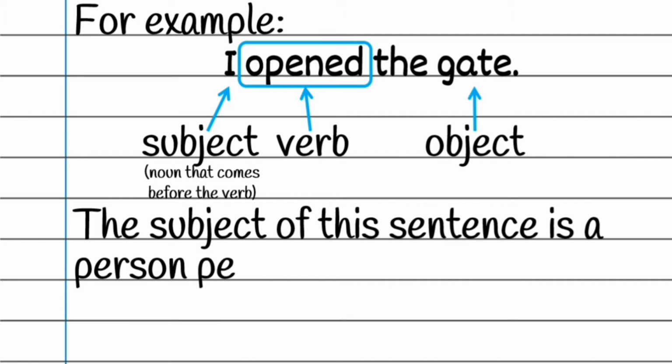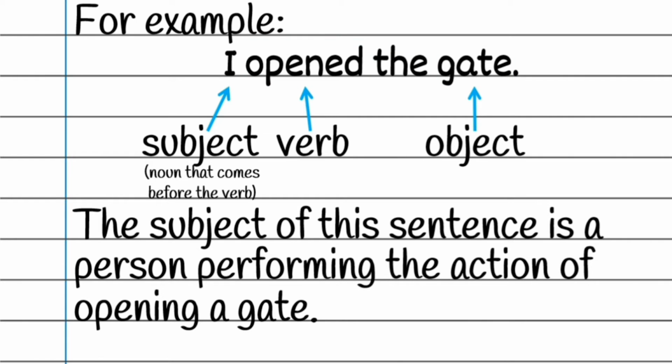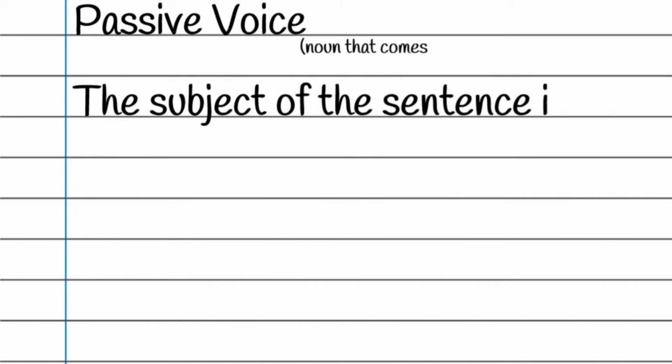So the subject of this sentence is a person performing the action of opening a gate. It's as simple as that. That is in the active voice. Someone is doing something, and you mention the someone first. The passive voice, however, would flip that around.